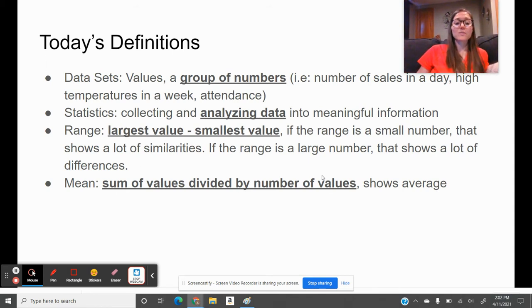Speaking of the range, that just means that you're taking the largest number and subtracting the smallest number in that data set. And here's what that'll tell you. If the range is small, that means that there's a lot of similarities in the numbers in that data set. And if the range is really, really big, that shows that there's a lot of differences in that data set. And I'll show you how you would use that in the real world. The mean, you've probably heard it used as the average, and that's when you add up all of the numbers in the data set divided by the number of values in that data set.